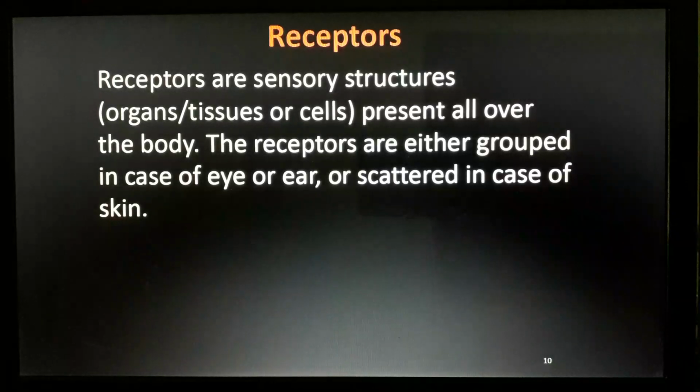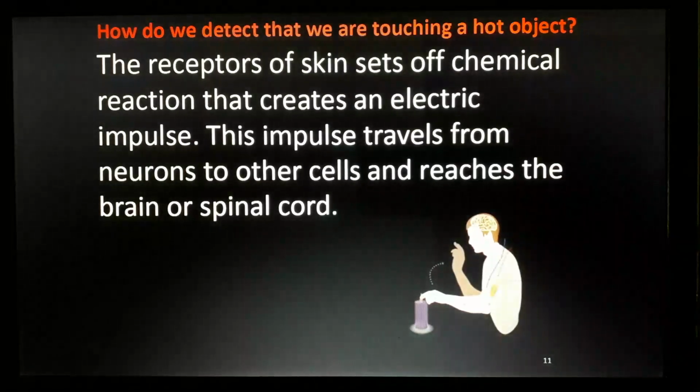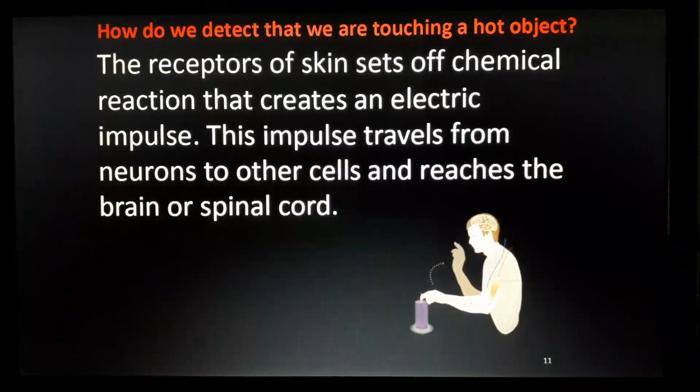So, receptors, one more question. The definition is: receptors are sensory structures present all over the body. Okay? The outside part of our body is mainly for sensing things. Understand? We have five senses, so we have five types of receptors. Lots of receptors are there, but here we only want to study five receptors. Next, how do we detect that we are touching a hot object? If you are touching a hot object, which receptor will work?